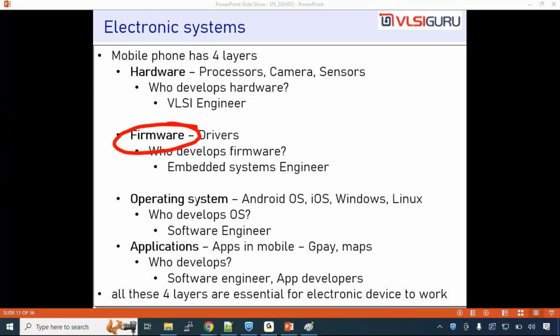You may buy two different mobile phones, both possibly having the same hardware manufactured by Qualcomm. But they differ because one is developed by Redmi with a different set of drivers, and the other is developed by OnePlus with a different set of drivers. There you see the difference in performance, but both have the same hardware. So it is also possible. What I am trying to tell is, hardware is not the only important thing. Everything has its own importance in the overall hierarchy of the system.